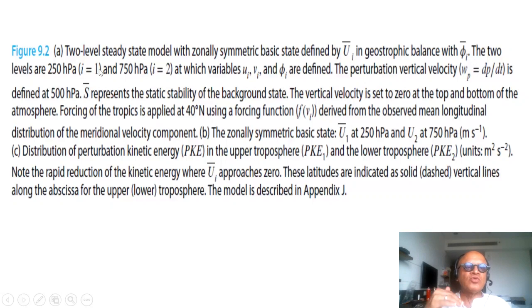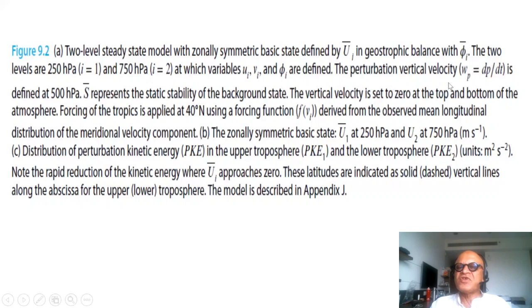We will look at a two-level structure at 250 hectopascal and 750 hectopascal. Ui and Phi here are two layers which correspond to 250 and 750, as we will see in a minute. So the variables we are tracking are Ui, Vi and Phi, which are defined. This is a numerical model that's being solved here to test Charney's idea of an extratropical signal perturbing the tropics.